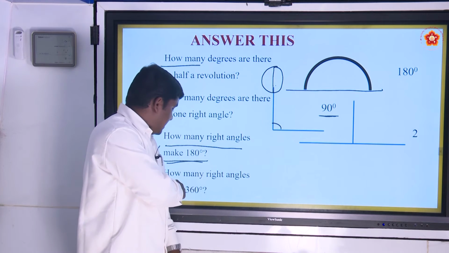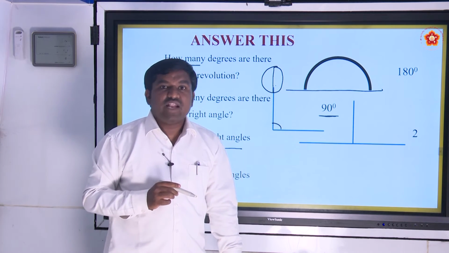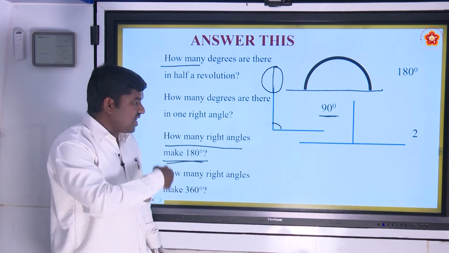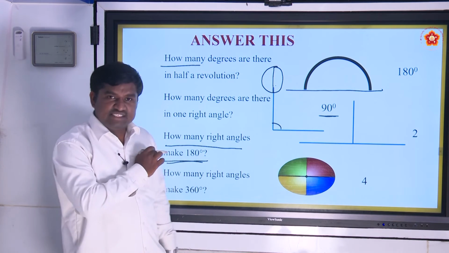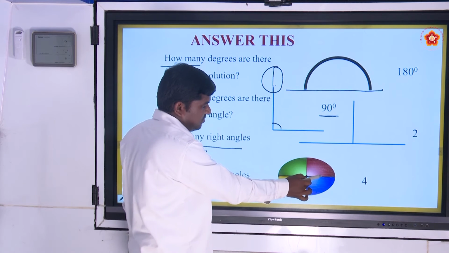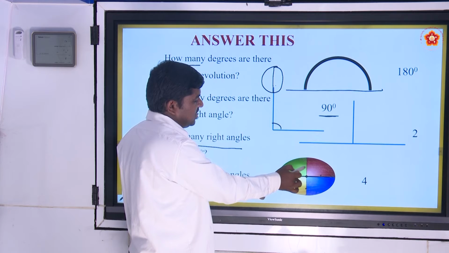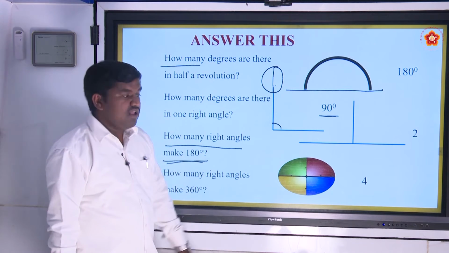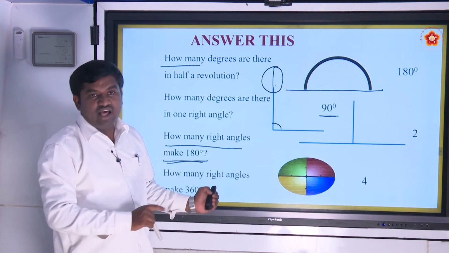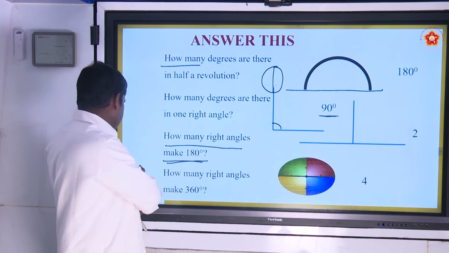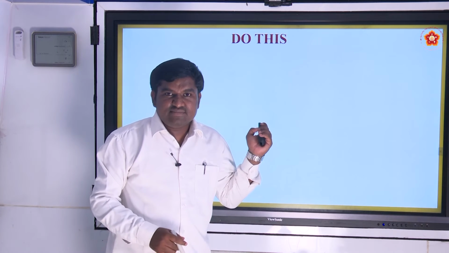Next, how many right angles make 360 degree? 360 degree means one complete revolution. For one complete revolution we have four right angles. See, from here to here one right angle, here to here another right angle, here to here another one, from here to here fourth right angle. Total four right angles for one complete revolution or 360 degree. Very good.